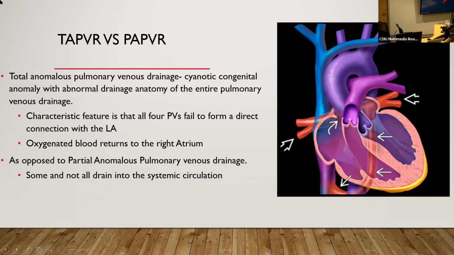As opposed to a partial anomalous pulmonary venous return, where some, but not all of the pulmonary veins drain into the systemic circulation, into the right atrium. So what happens now is that these patients you tend to see them later in life because they do have some sort of pulmonary venous return into the left atrium.